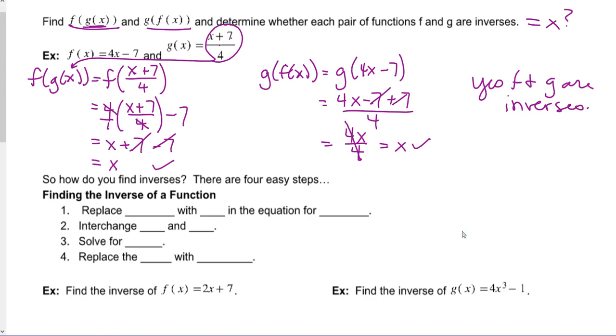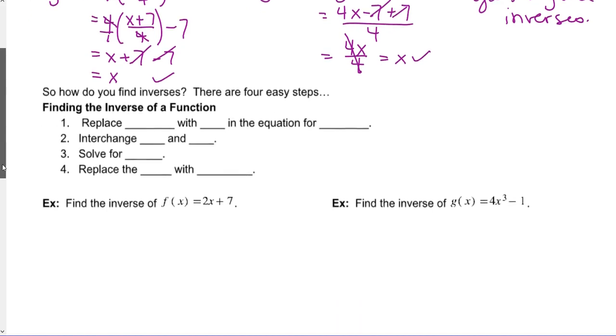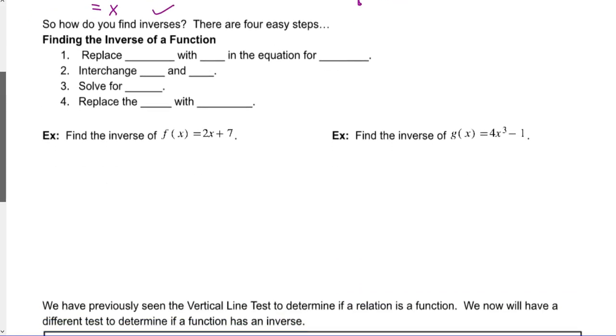Okay? All right. Now, here I gave you the two functions and said, are they inverses? And we just had to verify with our f of g of x and our g of f of x that they are both equal to x. But what if they only give you one function and say, find the inverse of that function? There are 4 small little steps that we have to take in order to do that.